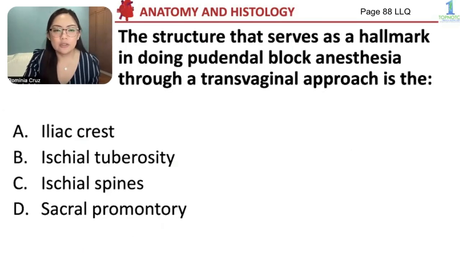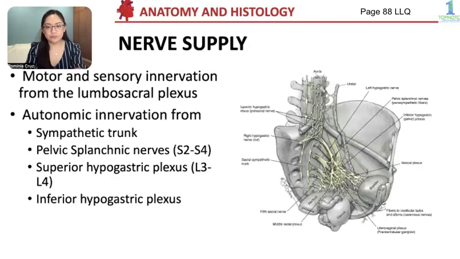So question, the structure that serves as a hallmark in doing pudendal block anesthesia through a transvaginal approach is, and this is C, your ischial spines.